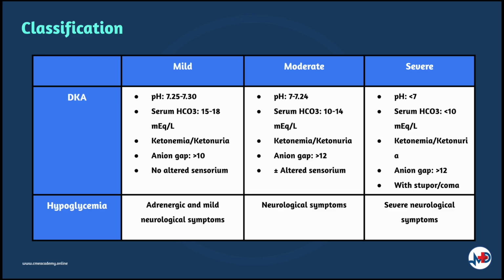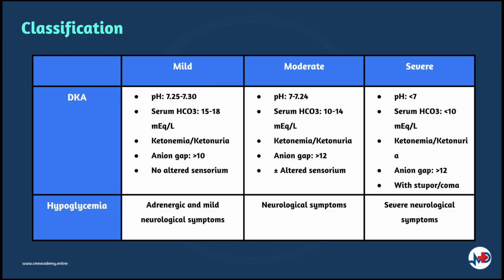In the case of mild diabetic ketoacidosis, there will be no alteration in sensorium. The arterial pH will be between 7.25 and 7.3, while the serum bicarbonate will be about 15 to 18 milliequivalents per liter with an anion gap of more than 10 milliequivalents per liter. Moving on to moderate diabetic ketoacidosis, there may or may not be alteration in sensorium or drowsiness. The arterial pH will be between 7 to 7.24 with a serum bicarbonate level of 10 to 15 milliequivalents per liter and an anion gap of more than 12.